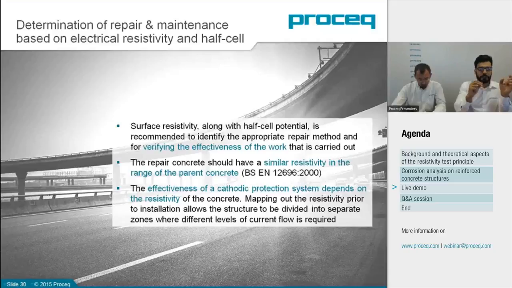Other things that we can check along here: we can check the resistivity of the parent concrete and compare it to the existing structure that we're checking. And on the other side, the effectiveness of a cathodic protection system depends on the resistivity of the concrete. So we should be able to map out the resistivity prior to installation. That allows the structure to be divided into separate zones where we expect different levels of current flow to be required.